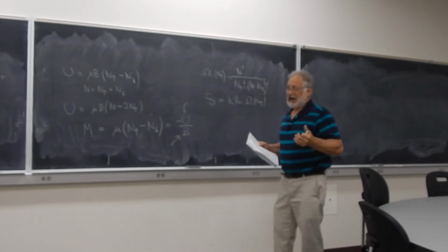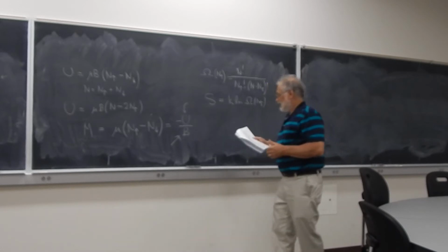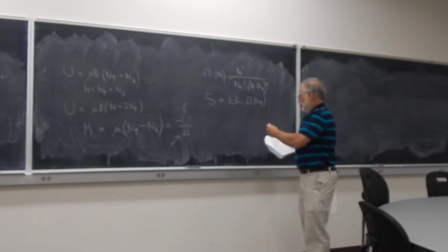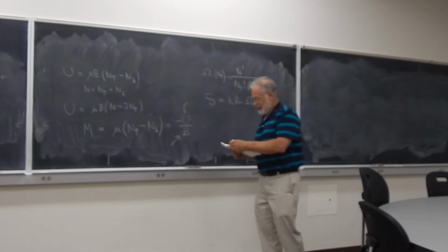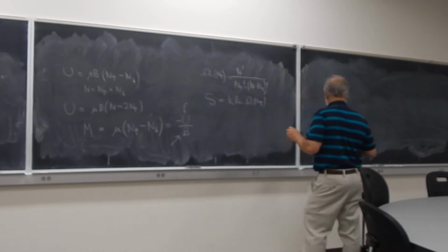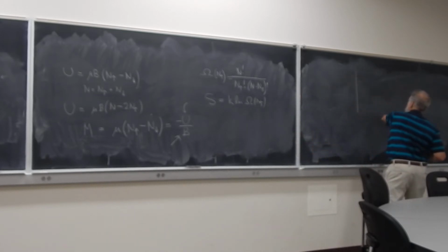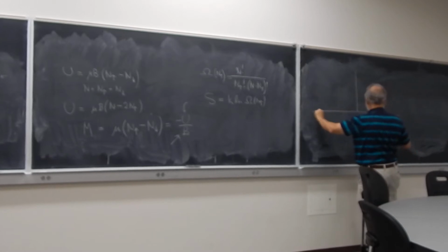If I have something like 100 spins, well, I might need a computer to find the number of states and then compute the entropy. But in any case, this can be done. If you do this, what's going to result is a very interesting plot. I'm going to show you the way we do this. This is very interesting.